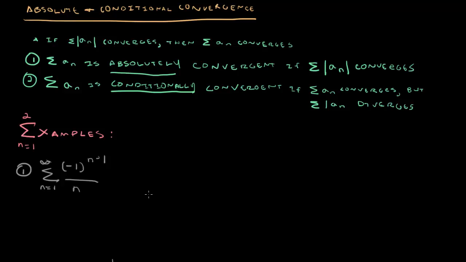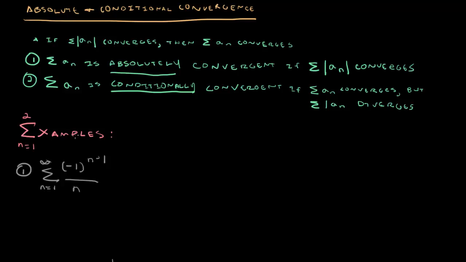Absolute and conditional convergence are very much a part of alternating series. Both absolute and conditional alternating series converge. The difference is that an absolutely convergent series converges regardless of the alternation, while a conditionally convergent series only converges with the alternation. So if you take the absolute value of the series, it will diverge.